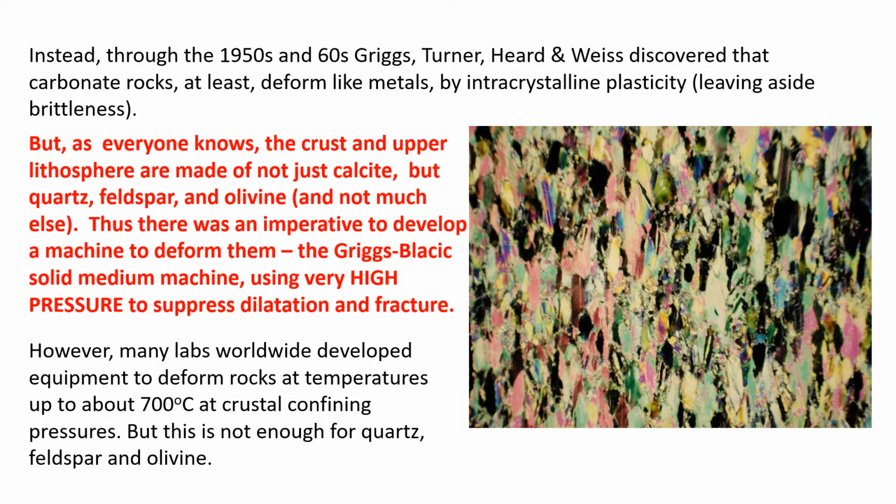After the Second World War, Griggs and his co-workers focused on Yule marble and discovered that rocks could flow like metals by intracrystalline plasticity. But he quickly realized that the attainable combinations of pressure and temperature would not allow framework silicates to be deformed experimentally with equipment available at the time. Very high pressures would be needed to suppress dilatant cataclasis to allow plastic flow stresses to be attained at temperatures less than 1000 Celsius.